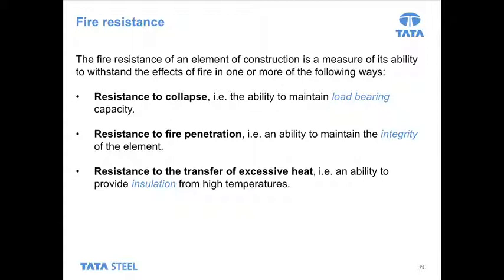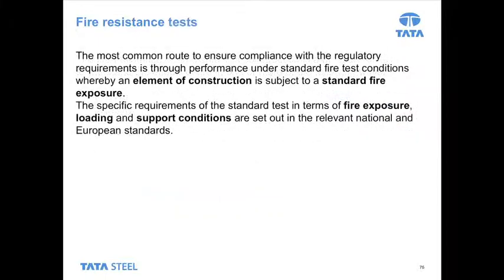So if we think about the elements that we might come across in a building, a floor slab in a typical multi-storey building would need to resist all 3. But a non-load bearing compartment wall would just need to meet the requirements for integrity and insulation. And a fire-resistant glass window might only have to resist integrity in terms of failure. So this is what we've been asked to achieve.